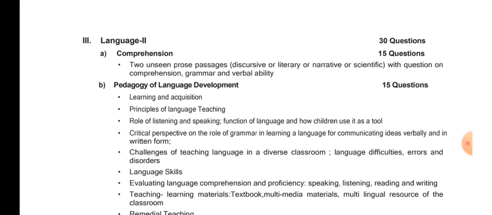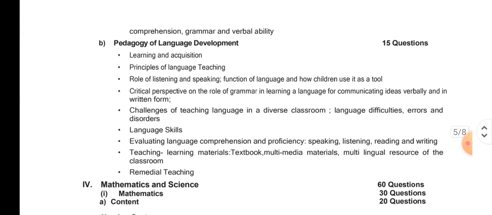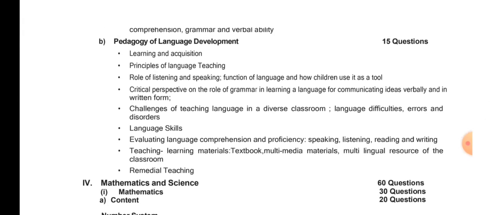So language, how the language helps us to develop as humans, so that we have to know. Now, critical perspective on the role of grammar in learning a language for communicating ideas verbally in written form. So, as humans, we need a medium to talk. We are social beings. We cannot stay in isolation, because no man is an island, right?